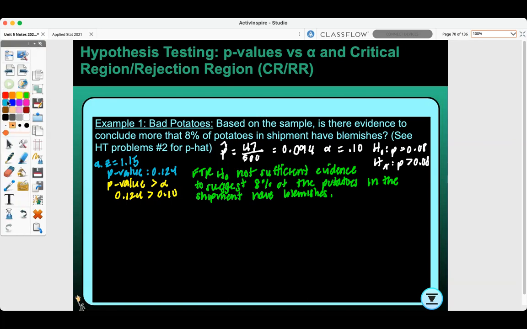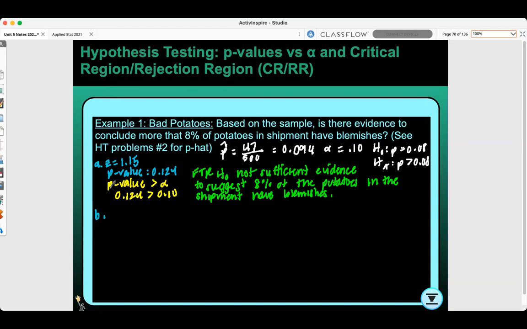So that's something we already did back when we started hypothesis tests. Now we're going to do letter B, examples using critical region, rejection region to make our decision. This was a right-tailed test because it was greater than, and our alpha was 10%. And we had a z-value of 1.15. Since this is a right-tailed test, we need to find a z-score so that 10% of the area lies to the right of the critical value.